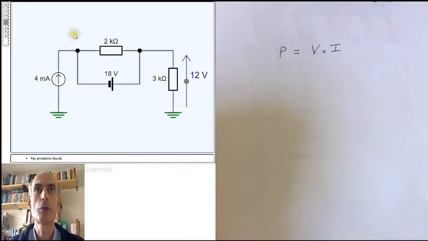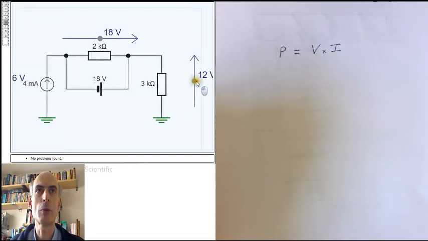We know that the voltage from here to here will be 18 volts because that's what this voltage source here is enforcing. If this point here is 12 volts above ground, but this point here is 18 volts above this node here, then this node here must be at minus 6 volts. And indeed, it is. It's 6 volts below ground. We know the current going through this current source here, it's 4 milliamps. The same current will be flowing through this resistor here.